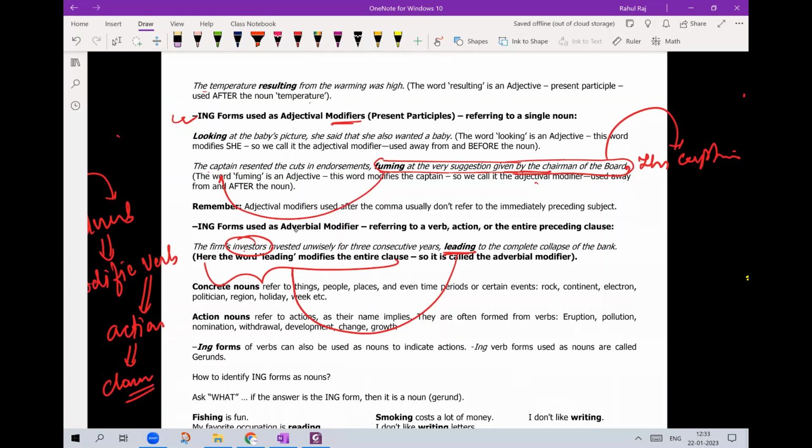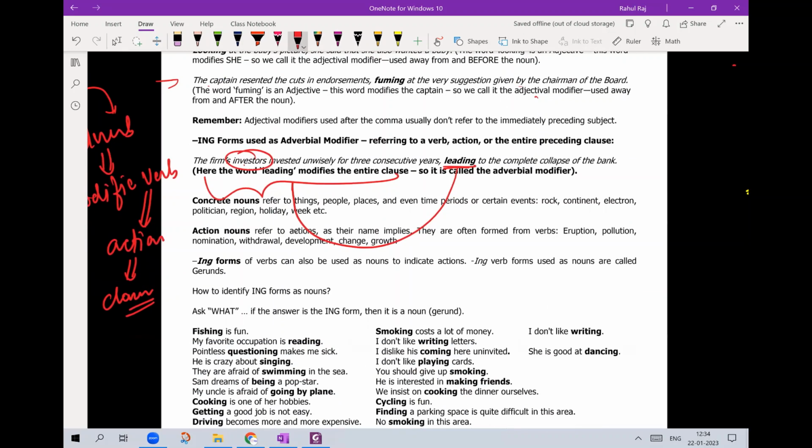So all I'm trying to say, it's always better to first write the modifier, then put a comma and then write the subject and do whatever clause you want to create. So this sentence would have been much better in a way if it was: fuming at every suggestion given by the chairman of the board, comma, the captain resented cuts and engrossment. But even this way of writing is not wrong. This is also okay. That's it. But the ing form after a comma, guys, ensure that 90% of the time it goes back to the entire clause. It should be very clear.